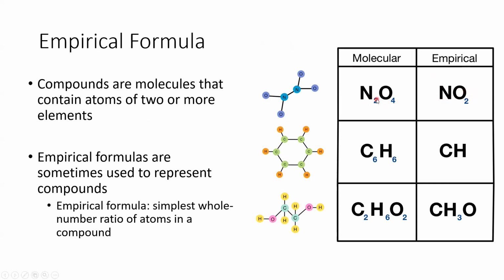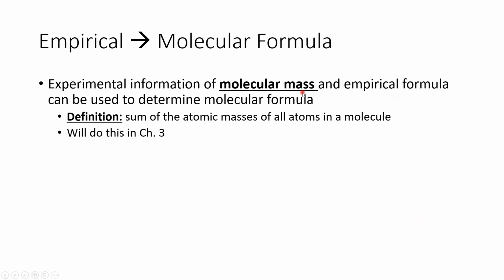We could have N3O6 have this empirical formula. So because there's going to be multiple substances that could have the same empirical formula, we can't automatically go in that reverse direction. So we can't automatically go from empirical to molecular without actually knowing the molecular mass or the molar mass of that substance. Like I said, that'll be something that we actually do in chapter 3.